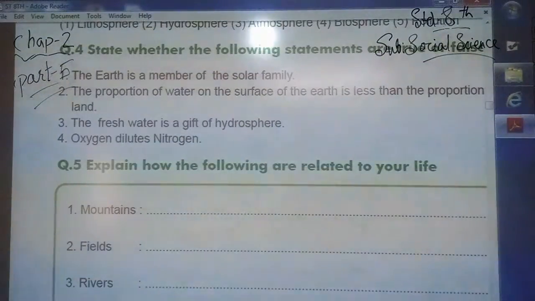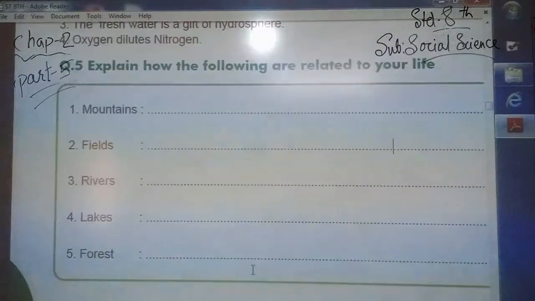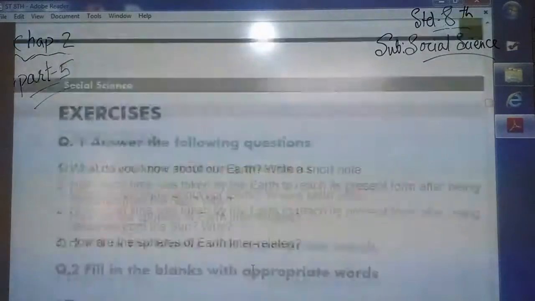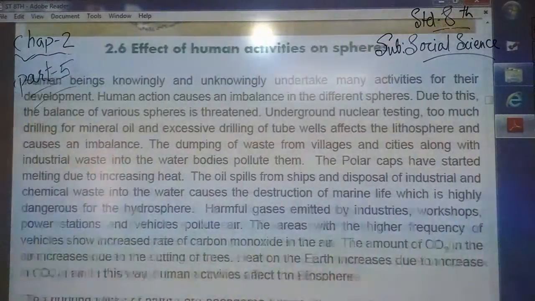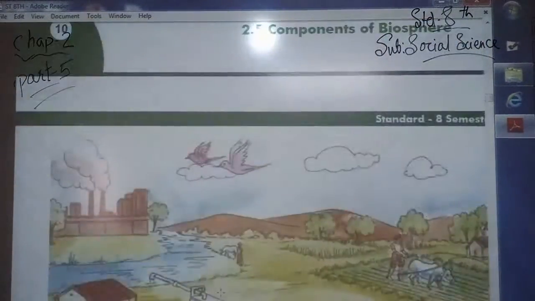Now, plus there are some two lines we can write for the mountain, fields, rivers, lake, forest. How they are related to your life. Okay, and how it helps your life, we can see that. In this way our exercise is complete. Our chapter is complete here.